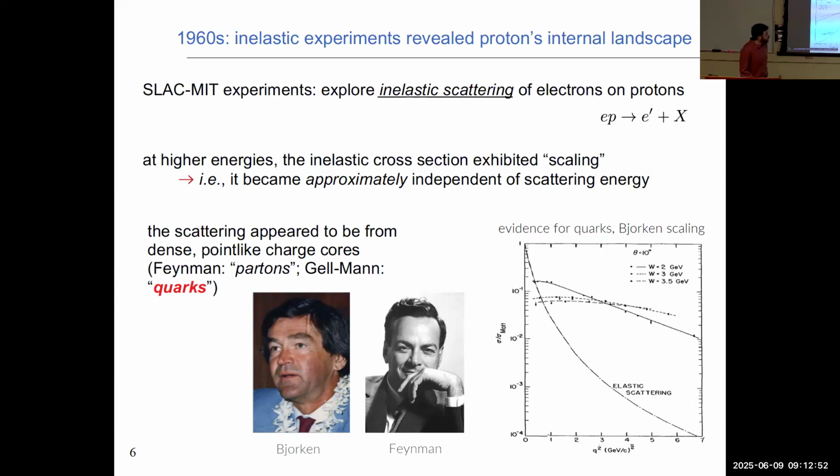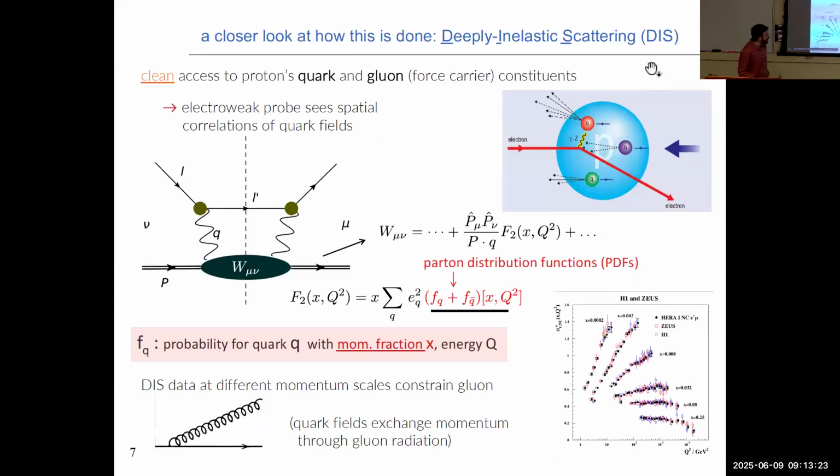And the remarkable finding was the emergence of Bjorken scaling, right? The fact that I can perform these measurements at higher and higher energies, and at some point you begin to recover the behavior that one might have expected in the previous transparency, a very slow dependence on the momentum transfer. That's an indication that the scattering interaction is from some sort of point-like core charge carriers that we now realize are the quarks or the partons, as Feynman famously coined. So how does this work?